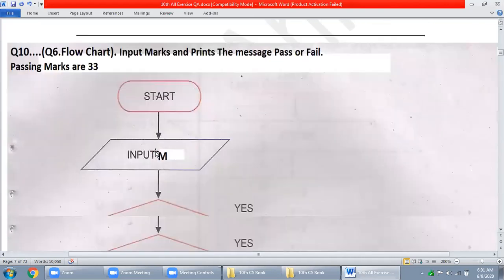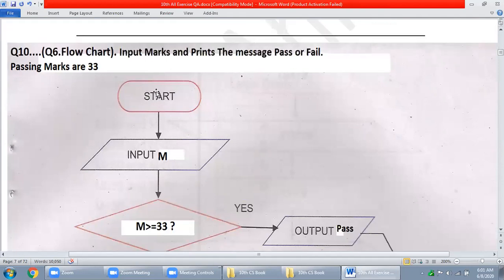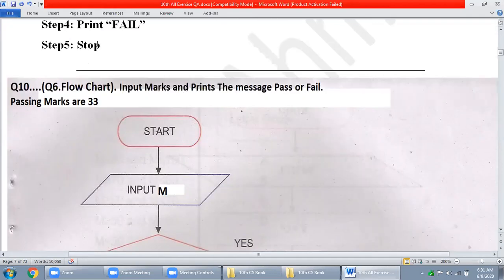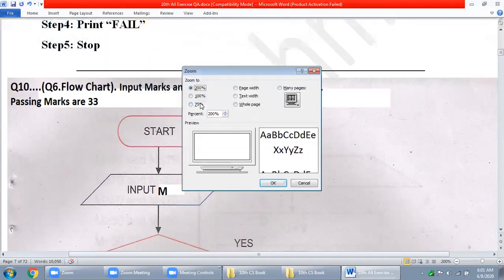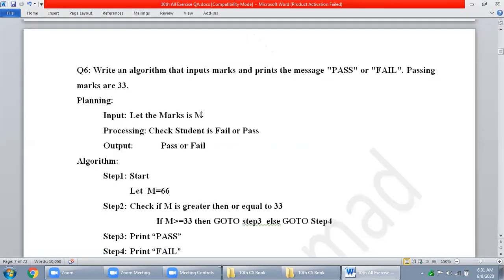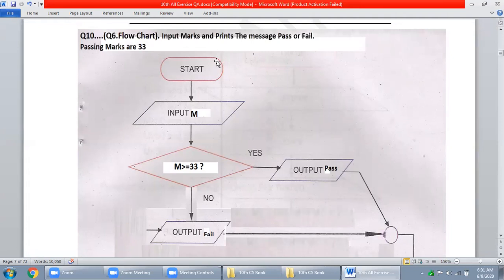Next question, same question, but over here, on the basis of the algorithm, we will perform the flowchart. This is not coming on the full screen, so let me zoom out. Okay, I will make it 150%. The algorithm we have already performed. Now the flowchart is: input marks and print the message pass or fail.